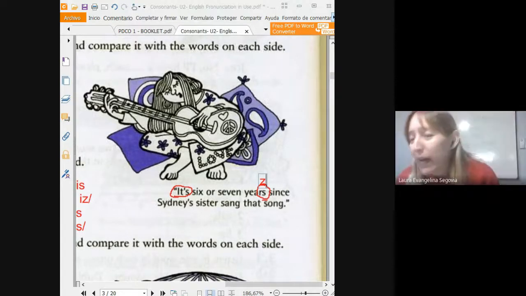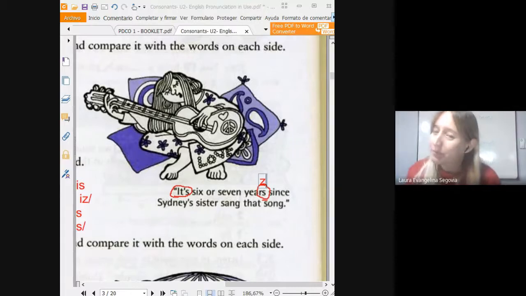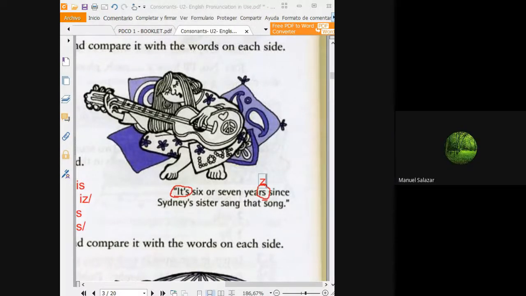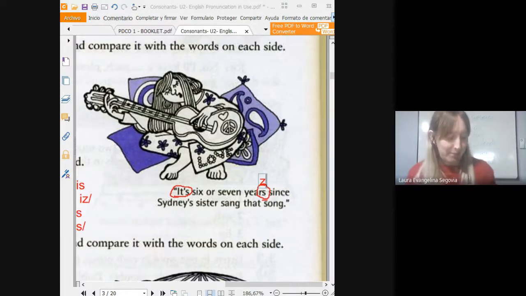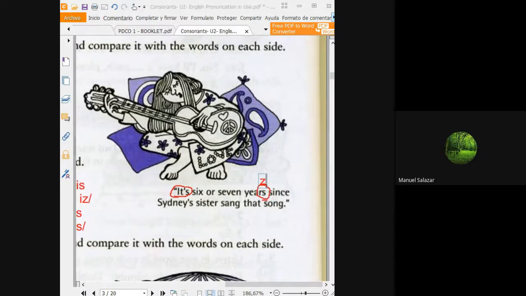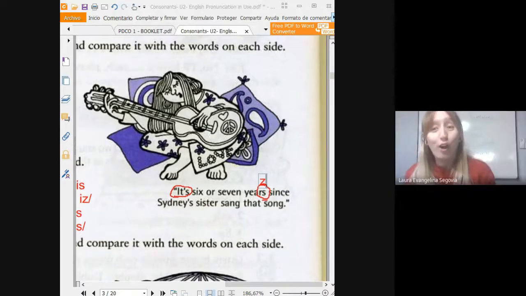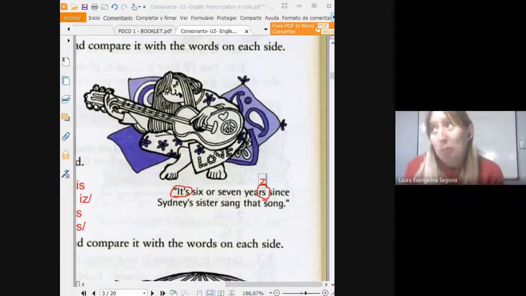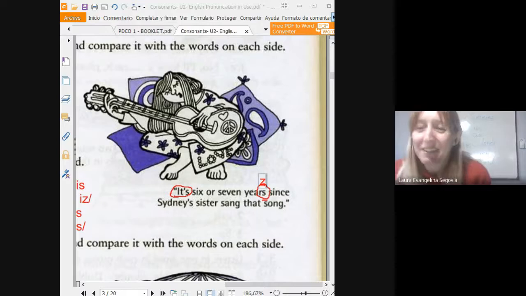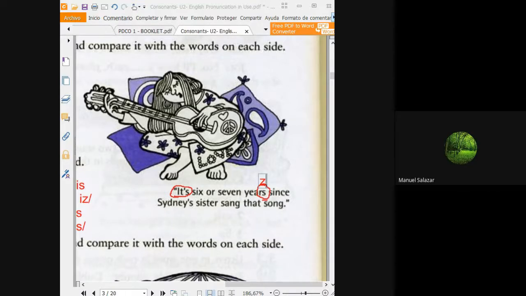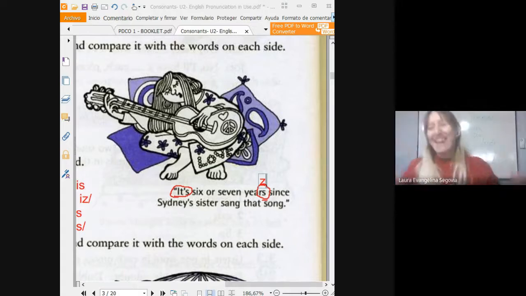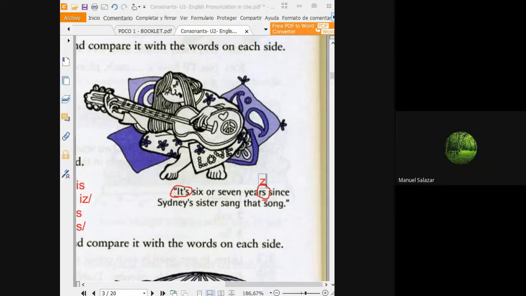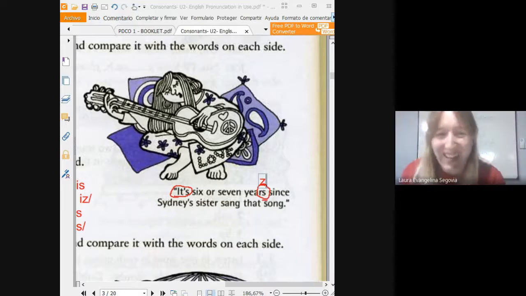Okay, Manuel. I know you're there. Yes. Okay. Can you say it? It's 6 or 7 years since Sydney's sister sang that song. Good. Very good. Now tell it as a Japanese person would say it. It just occurred to me. No, like as if you were a Japanese. It's 6 or 7 years since Sydney's sister sang that song. That's it. Good. Very good. Thank you very much.